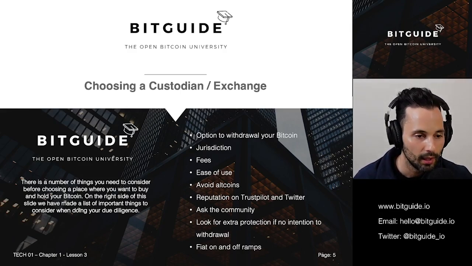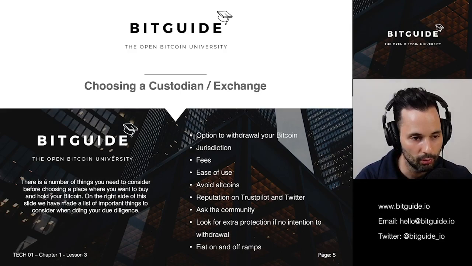For example, Revolut is a bank in Europe and you can buy Bitcoin with them, but you cannot withdraw your Bitcoin, at least for now. So maybe they will change that in the near future, but that's the current state. So don't buy your Bitcoin at a place where you're not sure that you can really withdraw your Bitcoin to your private wallet.